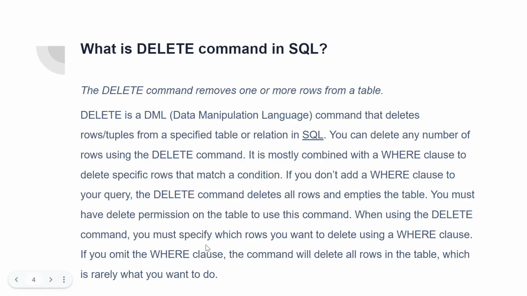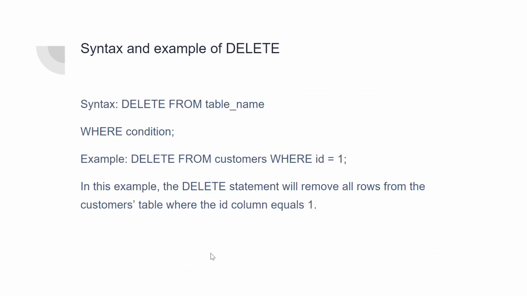Using the delete command, you must specify which row you want to delete using the where clause. With the help of the where clause, you can specify in which row or record you want to delete. If you omit the where clause, the command will delete all the rows in the table, which is rarely what you want to do. We rarely want to delete everything. Otherwise, we just want to remove specific rows, and that can be done only with the help of the where clause.